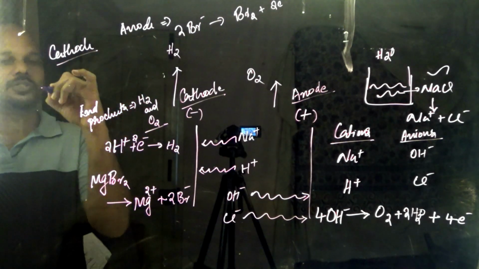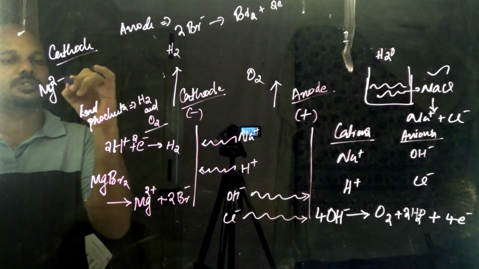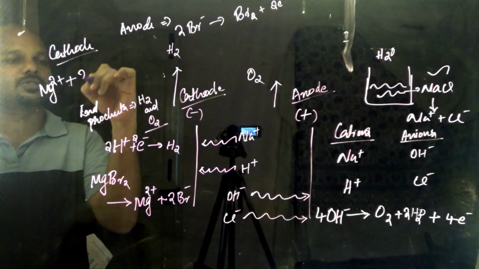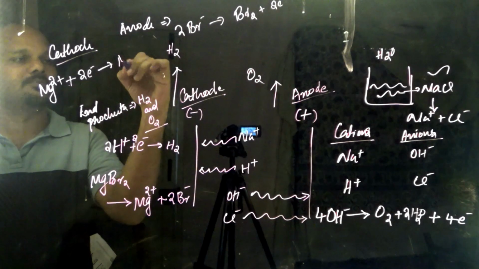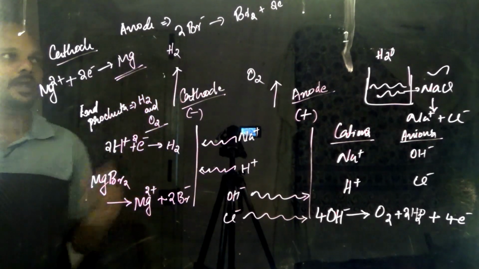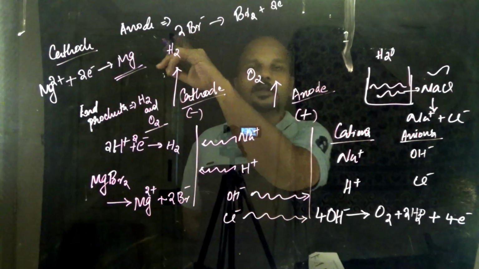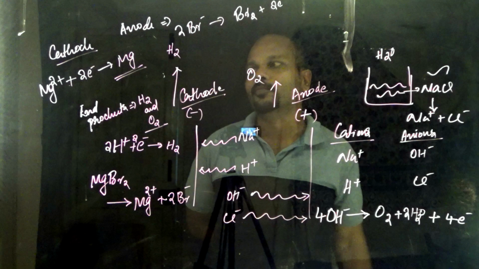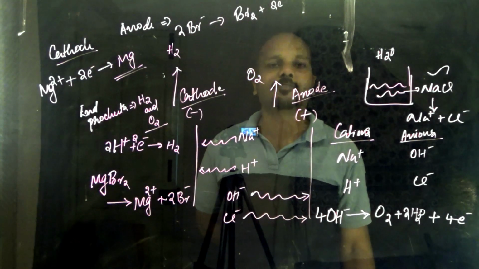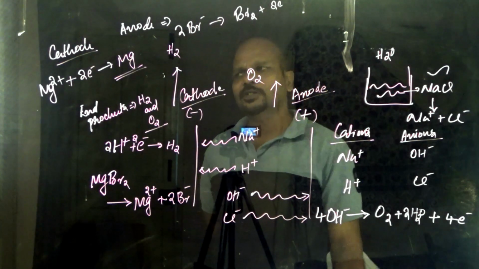And at the cathode, Mg2+ plus 2 electrons forms Mg. So the end products are bromine, through the anode, where bromine vapor will come out, and through the cathode, the magnesium metal will be deposited at the cathode. You can just check it up.